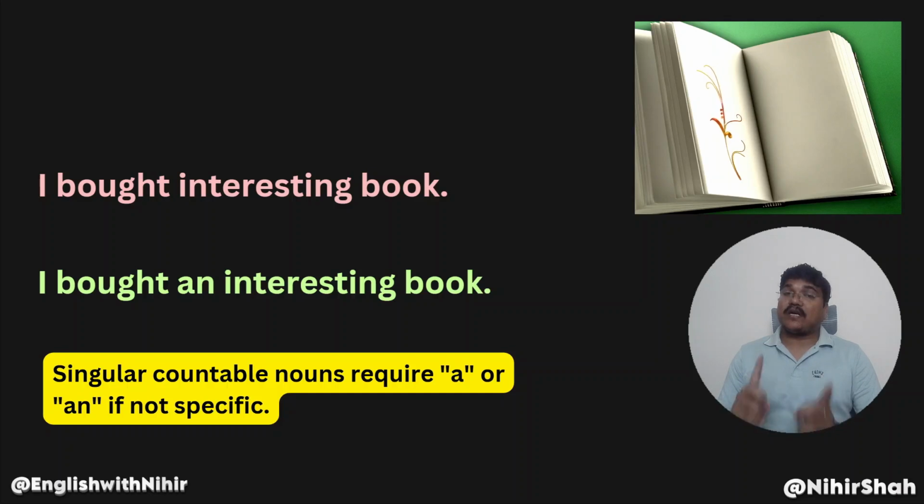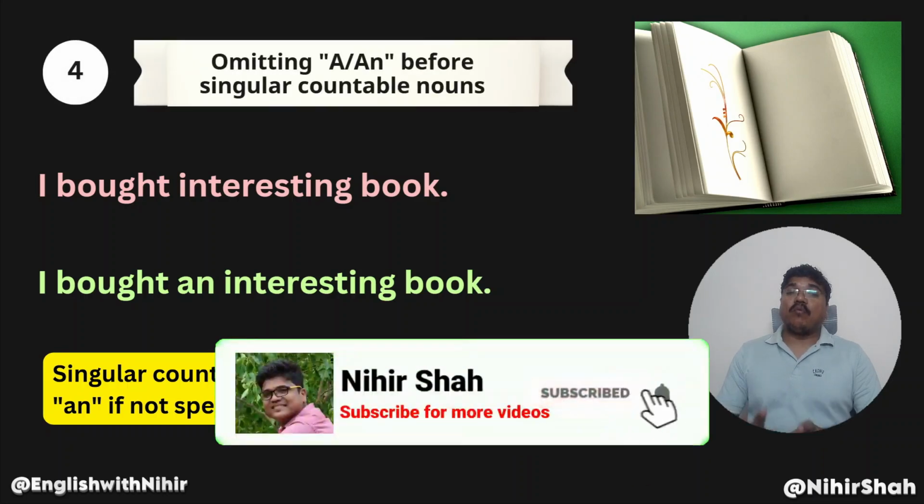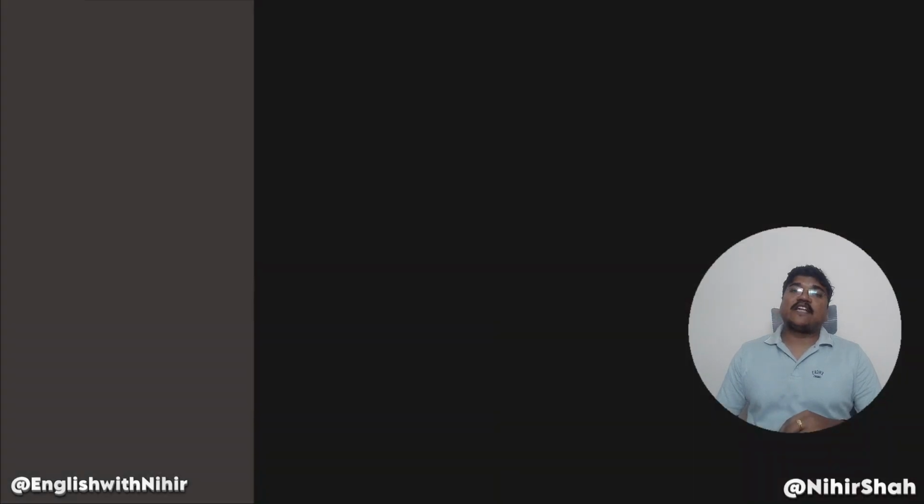If they are specific, then you have to use the. So this is mistake number four: omitting a or an before singular countable nouns. Let's move on to the next mistake.